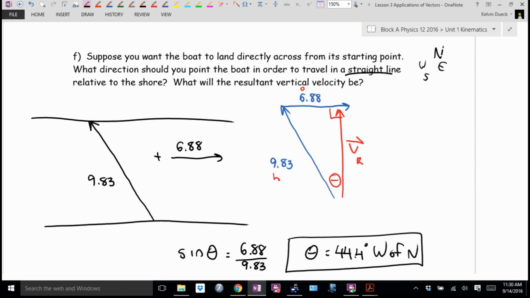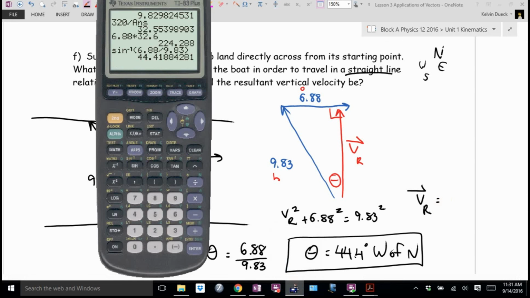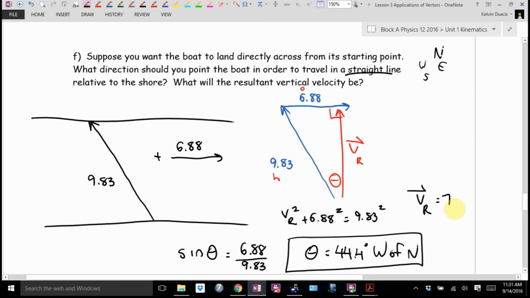What will the resultant vertical velocity be? Well, VR squared plus 6.88 squared equals 9.83 squared. It's going to be 9.83 squared minus 6.88 squared, square root, 7.02 meters per second. Due north.